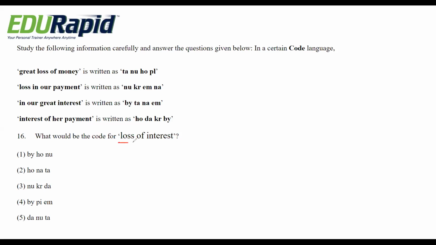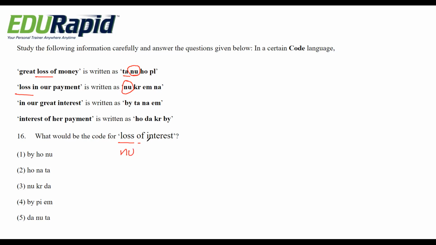Loss of interest. Let me check for the word loss. In the first one and second one, loss is present. In the third and fourth sentence, loss is not present. Let me check the common terms. What are the code languages? TA is not present in the second one. NU, yes, it is present in the second one. HO is not present, and PL is not present in the second sentence. So we can say that for loss, NU is the code language.